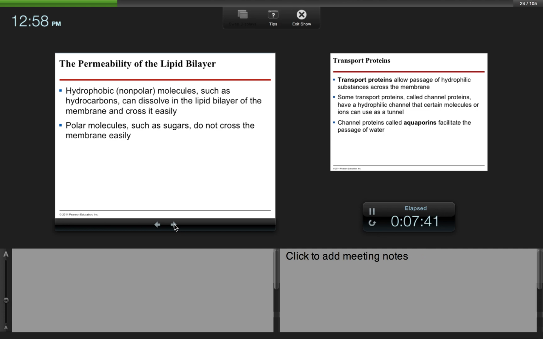Hydrophobic molecules or nonpolar molecules, such as hydrocarbons, can dissolve in the lipid bilayer of the membrane and cross it easily. So they can just diffuse through the cell membrane because they can make it through the hydrophobic core of the membrane. Polar molecules, such as sugars, don't cross the membrane easily because they can't get through that hydrophobic core. They can't get through the hydrophobic tails of the membrane.